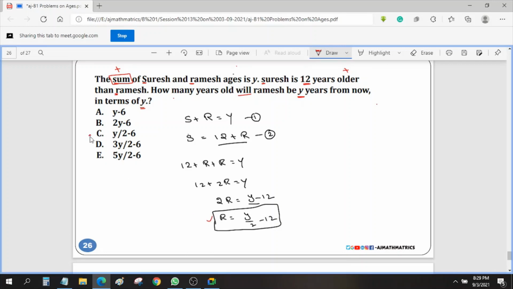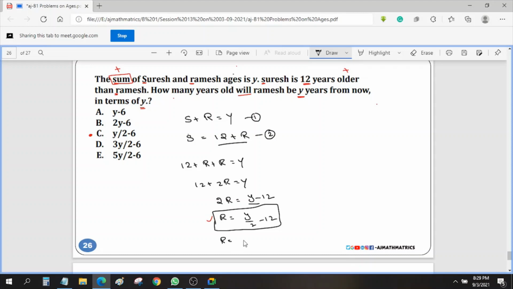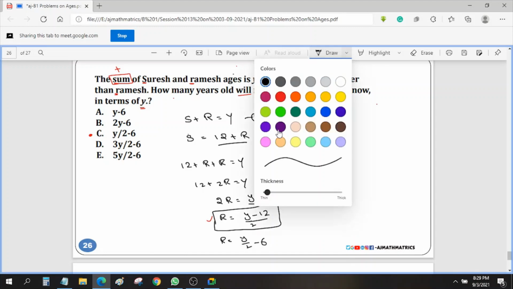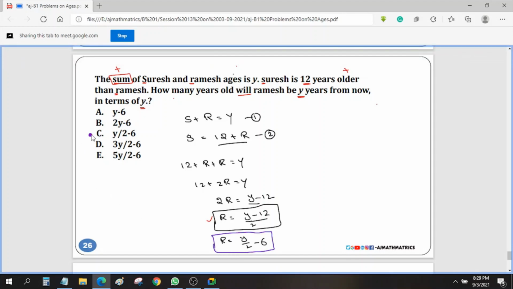We have an option here which is y by 2 minus 6. So if you write it, it will be y by 2 minus 6 only. So R equals what? Sorry, we have to write it like this: y minus 12 by 2, so y by 2 minus 6. Okay, so y by 2 minus 6 we have to write. We have this option here, but this is wrong.